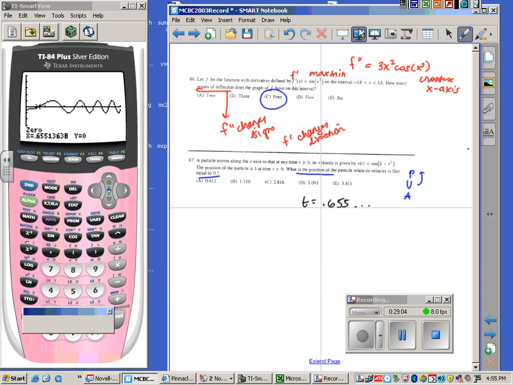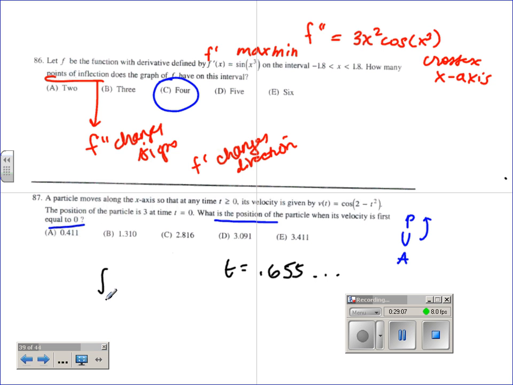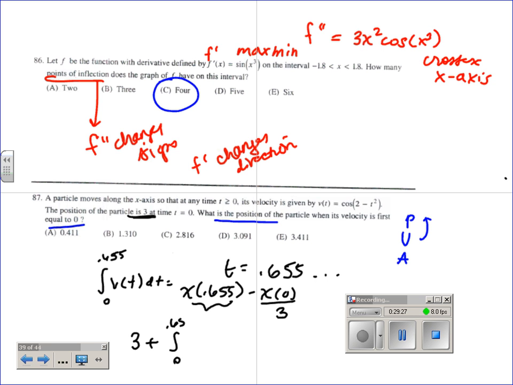Then we want to find the position at that time. Well, this is the fundamental theorem of calculus. The integral from 0 to 0.655 of velocity would be equal to the position. It's the antiderivative at b minus the antiderivative at a, which is 3. It's 3 at the time 0. So if I solve for this, which is what I'm trying to find, it's 3 plus the integral from 0 to 0.655 of the velocity. Or you can think about it as if you know that you're starting with a position of 3 at time equals 0, and then you're adding and subtracting as you accumulate, as you move to the right.